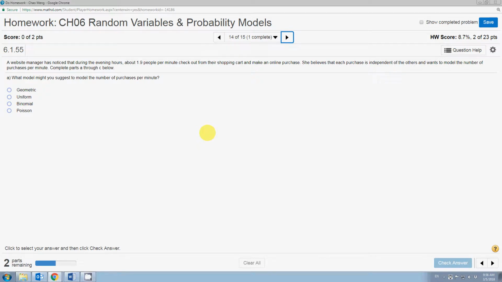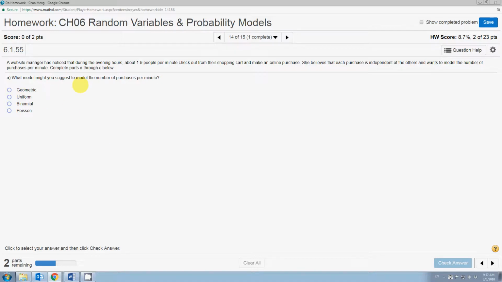Hello class, this is chapter 6, assignment question number 14. We are given a question. A website manager has noted that during the evening hours, about 1.9 people per minute check out from their shopping cart and make an online purchase. She believes that each purchase is independent of the others and wants to model the number of purchases per minute.